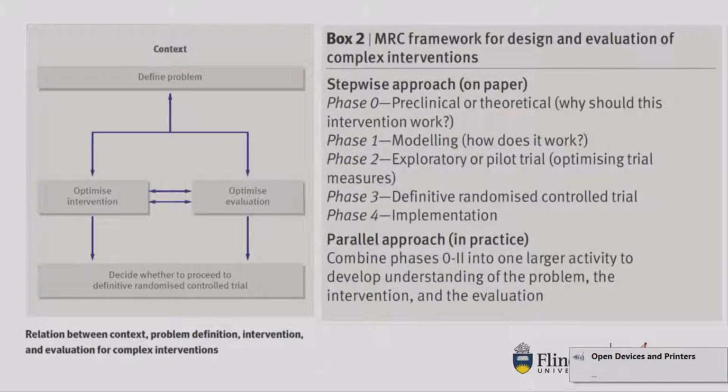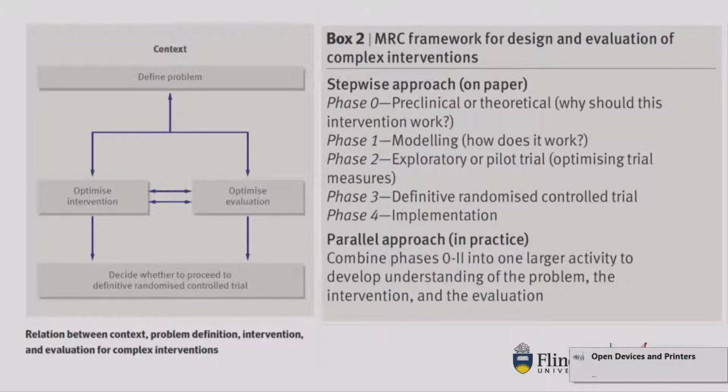Now, on paper, the approach is kind of stepwise and very linear. So you start with a theoretical consideration, what is the gap, what is the intervention, you think about some modeling of how this could work, what is the target. Then you design an exploratory or pilot trial, optimize the intervention, optimize the measures, and then you could move to the definitive randomized controlled trial.